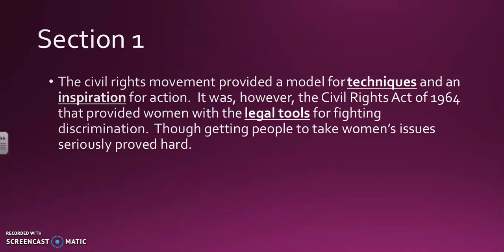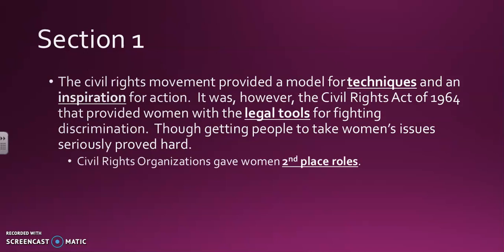The civil rights movement provided a model for techniques and an inspiration for action. It was, however, the Civil Rights Act of 1964 that provided women with the legal tools for fighting discrimination, though getting people to take women's issues seriously would prove very difficult for them. People aren't necessarily going to be ready to listen to women in their positions.